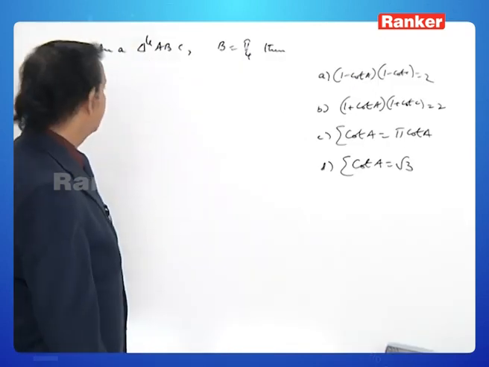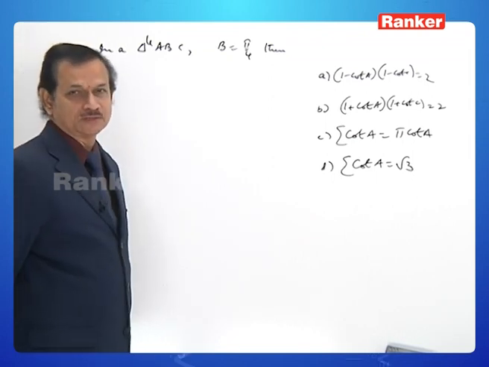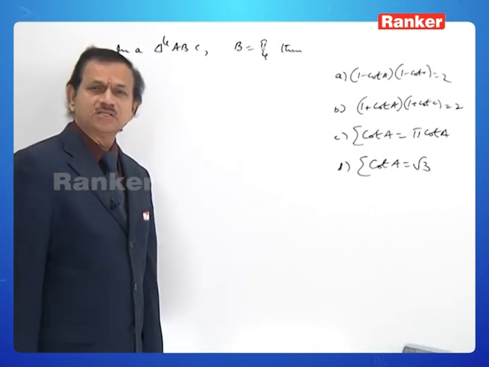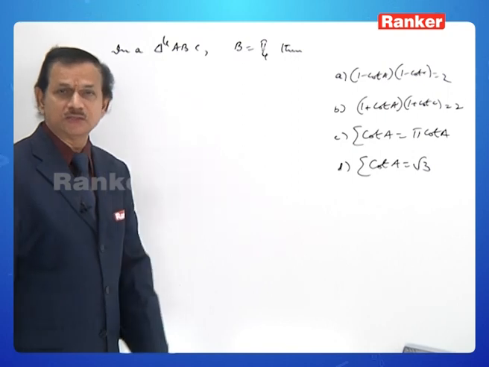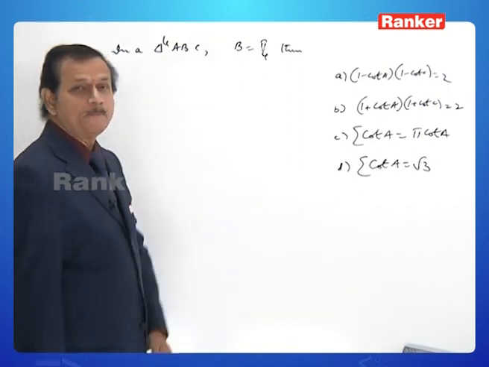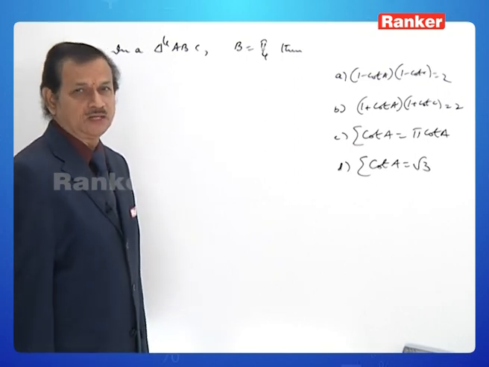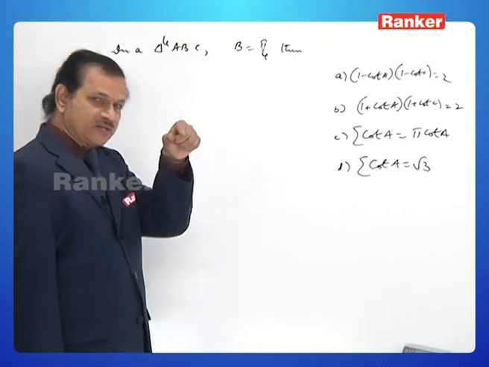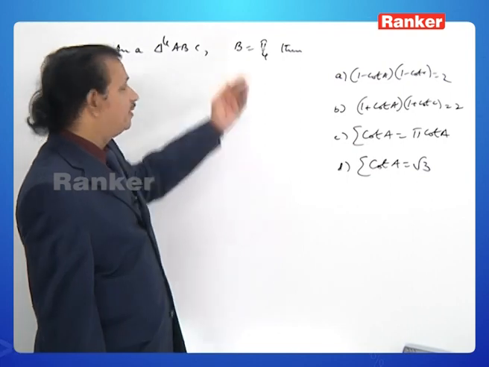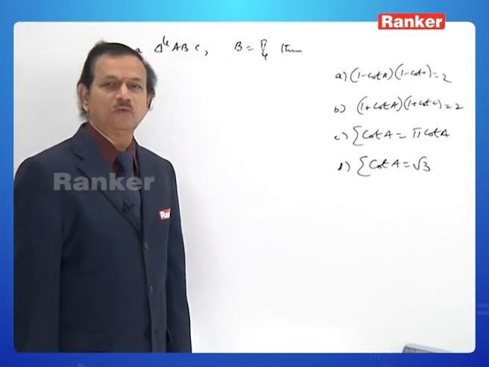The next question is before us. You please look at that. In a triangle ABC, B is equal to pi by 4 radians, that is 45 degrees. But you see, A plus B plus C is equal to 180 degrees, isn't it? So, if you know B, you can know A plus C. What is A plus C? As B is 45 degrees, that can be 135 degrees because A plus C and B are supplementary. That is, their sum is 180.